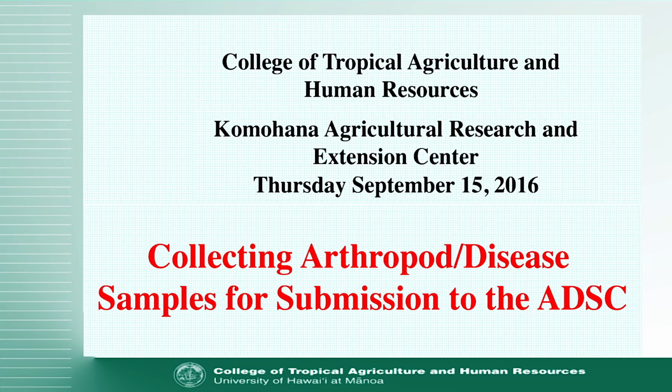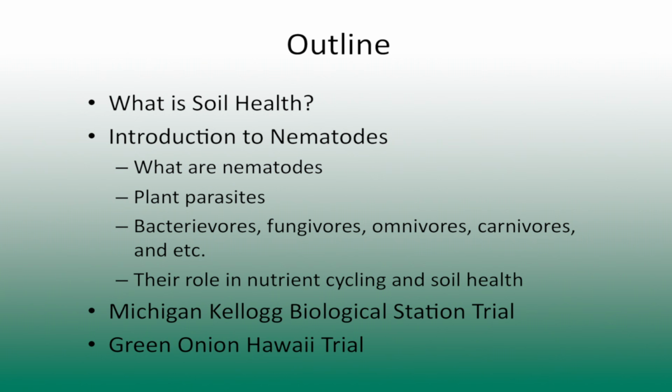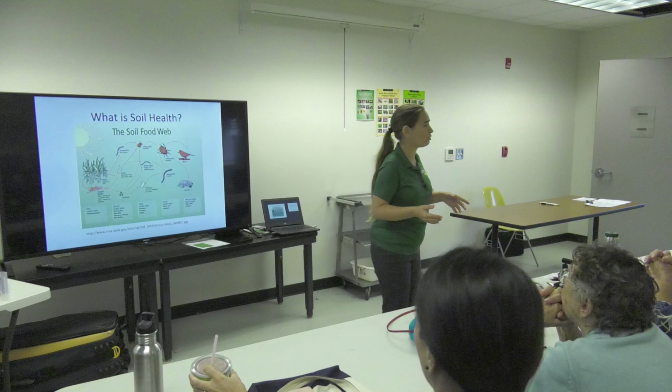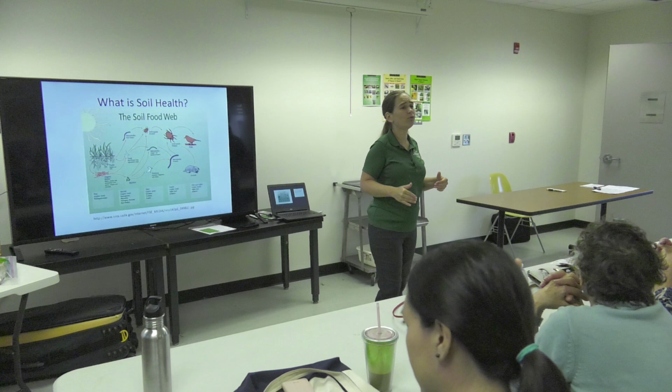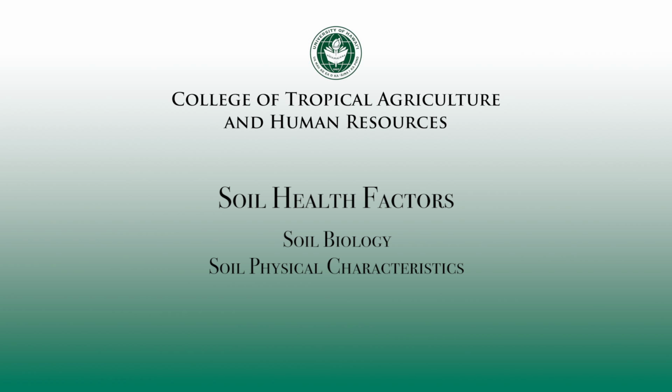But now we will move on with our soil health and cover crop talk. So soil health is a combination of factors. It's kind of like human health. In order to be healthy, you need to have healthy lungs, a healthy brain, a healthy immune system, a whole bunch of things, right? Soil health is made of more than just one factor. Soil health is made out of soil biology and also some soil physical characteristics, like the structure of the soil.